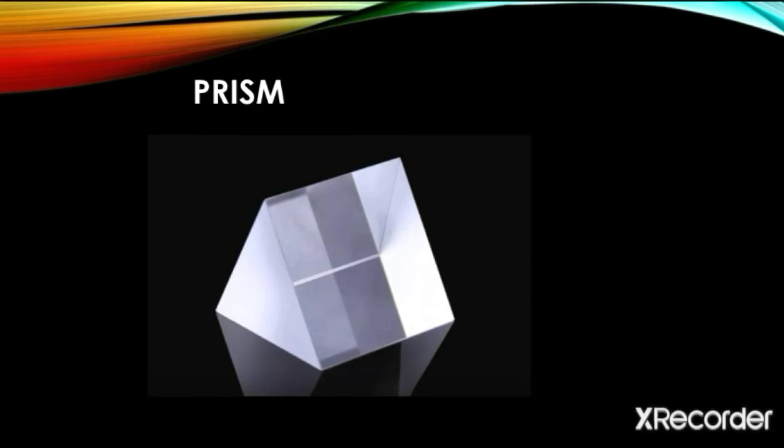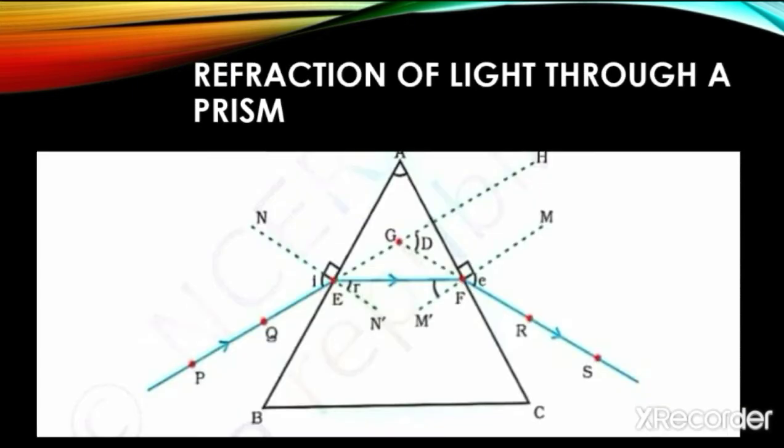This is a prism, a triangular glass prism. It consists of two triangles and three rectangles, two at each side and one at the bottom. Let's see how a prism refracts. Refraction of light through a glass prism.